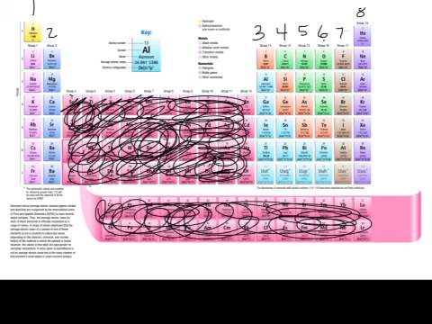Okay? So anything in group 1 has 1 valence electron. Anything in group 2 has 2 valence electrons. Anything in group 3 would have how many? 3. Group 4? 4. Group 5? 5. Group 6? 6. Group 7? 7. And group 8? 8.